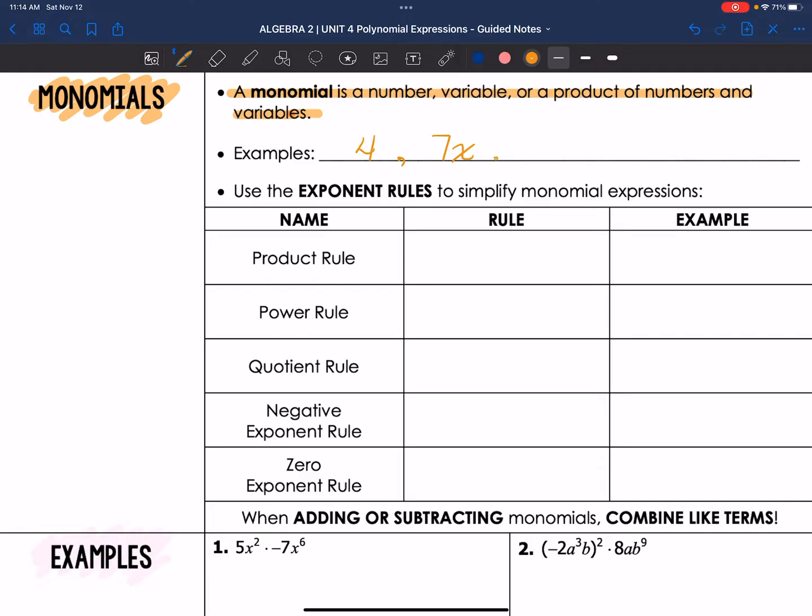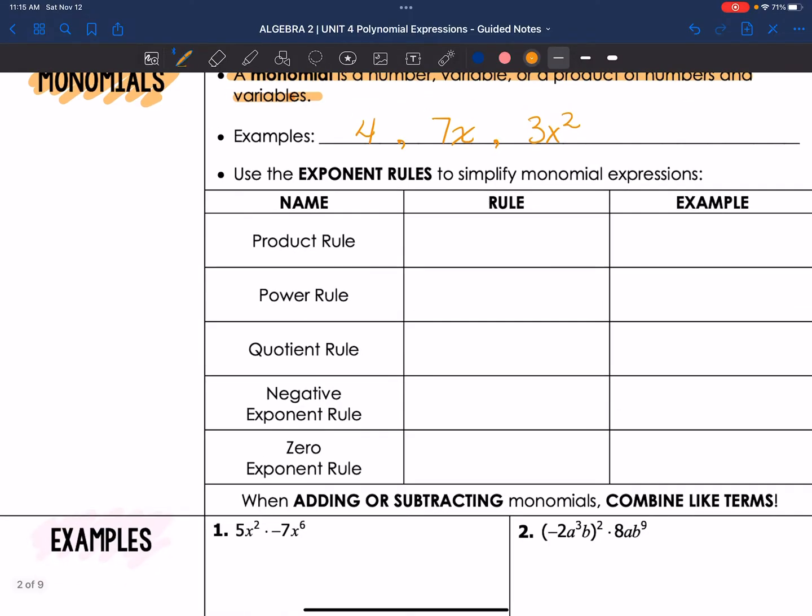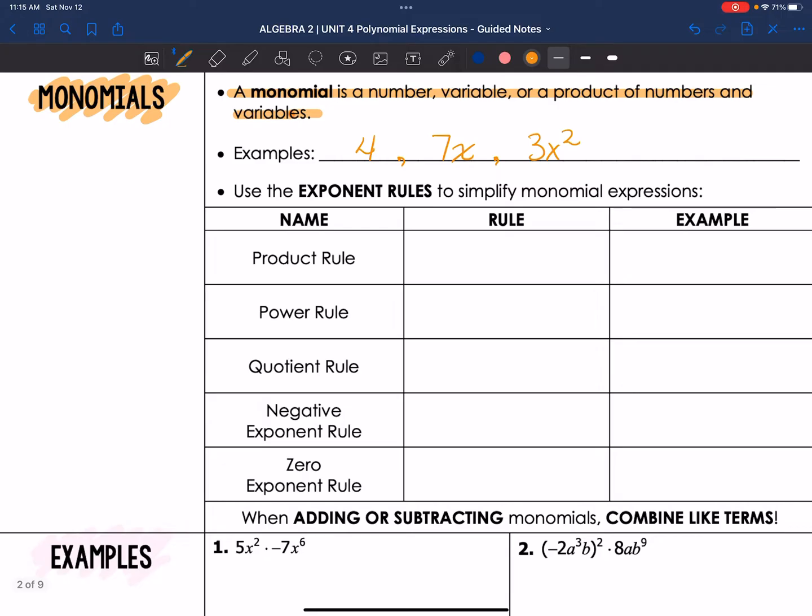7x is a single expression. And 3x squared is also an example of a monomial, just a single term. You could think of it like that, a single term. A monomial is just one term. And when we're working with monomials, we will be using exponent rules to simplify. That's one of our learning goals here, is to simplify monomial expressions using these rules down below. So let's go ahead and begin with these rules.